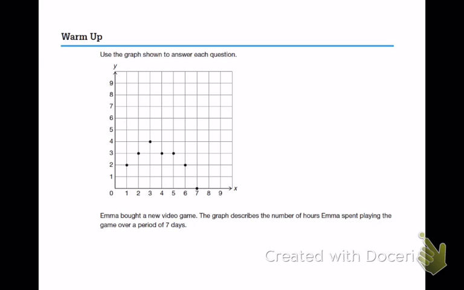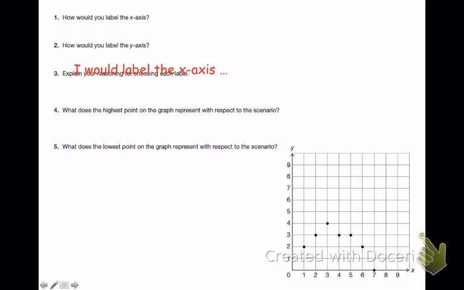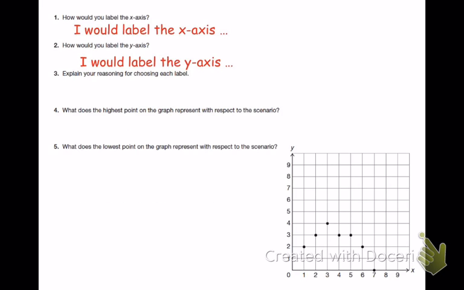So in this case, that tells me that the 7 days should be my independent quantity, also because it's time, and the dependent quantity is the video game. I'm tracking hours per day, so days would be my independent, and number of hours depends on the day. So let's go ahead and talk about answering these questions. How would you label the x-axis? I would label the x-axis day of the week. Second one, I would label the y-axis as hours spent playing video games.